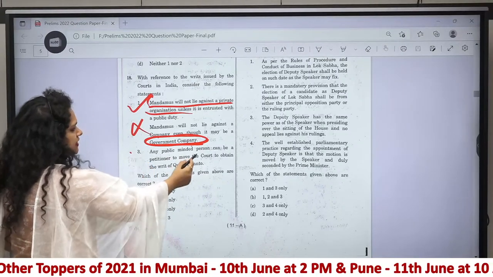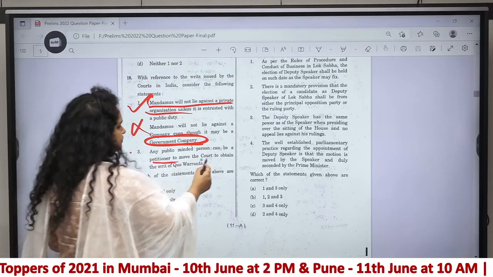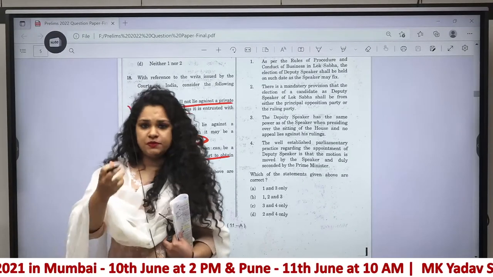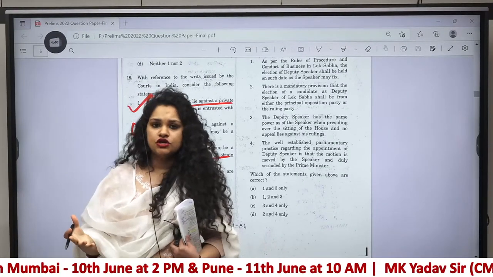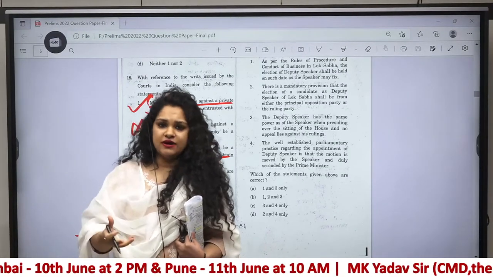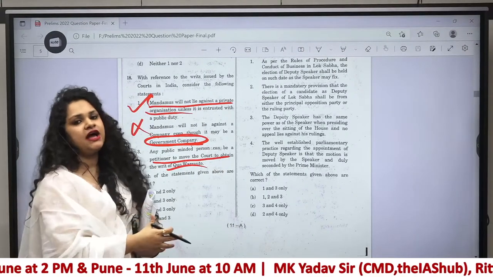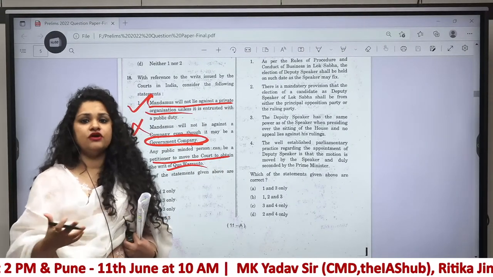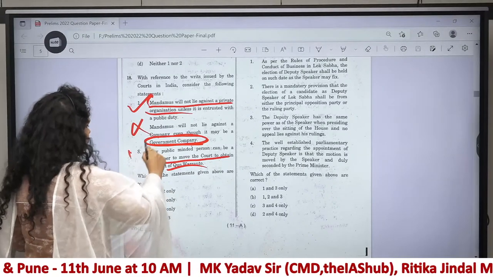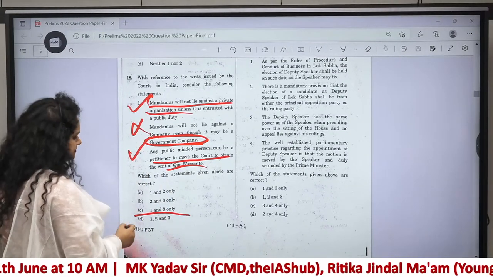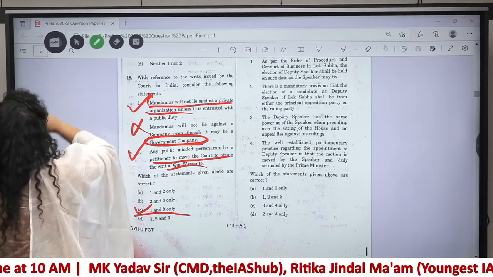Any public minded person can be a petitioner to move the court to obtain quo warranto. Quo warranto means by what authority? So if a person is occupying a particular public office illegally, then you can go and ask, and it could be any other public spirited person, need not be another public official, right? So this statement is also correct. So the answer is 1 and 3 only, right?